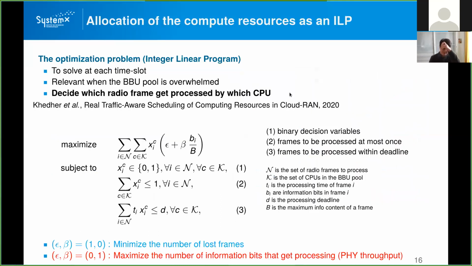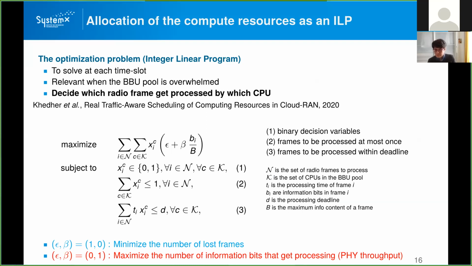Okay, so I got back to my problem, which was I have a lot of demand, not enough resources. How do I decide which radio frame gets processing? I can frame all of this in the context of an optimization problem. I get an integer linear program. You have it on the slide. I'm not going to go through that.